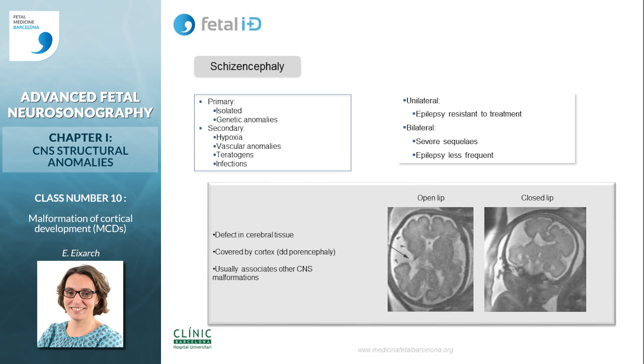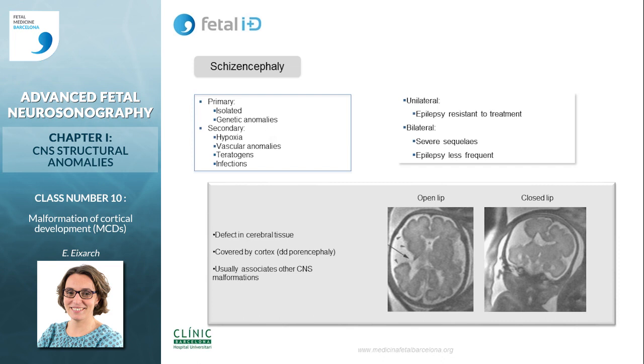The other anomaly is schizencephaly. This can be primary in the context of genetic syndromes or secondary in the context of hypoxia, vascular anomaly, teratogens, or infections. The symptomatology depends on whether it is unilateral or bilateral. In the case of unilateral schizencephaly, we'll have epilepsy resistant to treatment, and in the case of bilateral, severe sequelae with severe cognitive and motor impairment, and the epilepsy is infrequent.